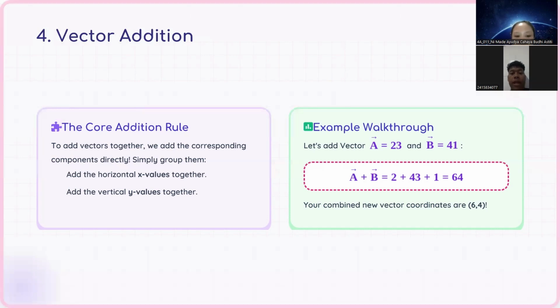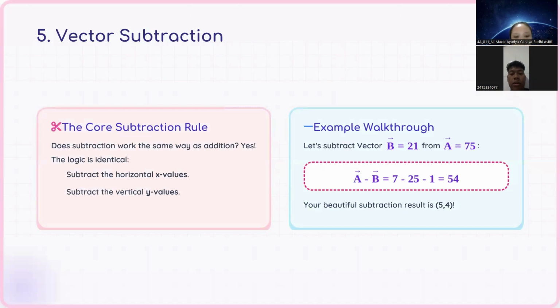So we add the x values together and the y values together. Yes, exactly, Wahyu. That is the basic rule of vector addition. Next, we have vector subtraction. Now, the core subtraction rule is, does subtraction work the same way as addition? Yes, the logic is identical. Subtract the horizontal x values and subtract the vertical y values.